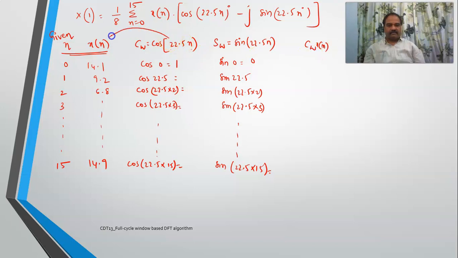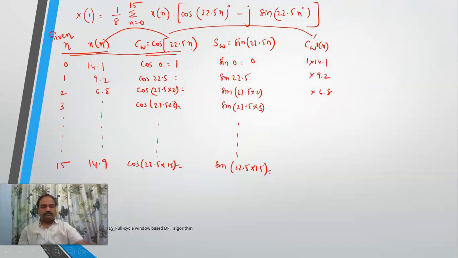I'll multiply this equation and write it here, which is equal to 1 into 14.1. Next, whatever value I get, something into 9.2. Next, something into 6.8. So I'll multiply these two and write it down here. Similarly, I will multiply SW into x of n. So next I'll multiply this one and this one.